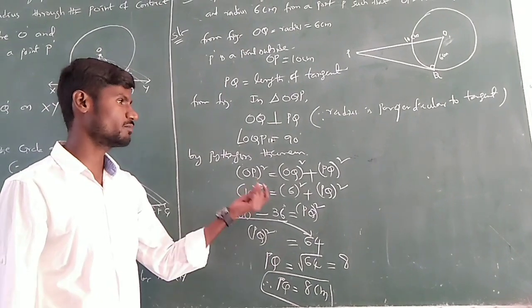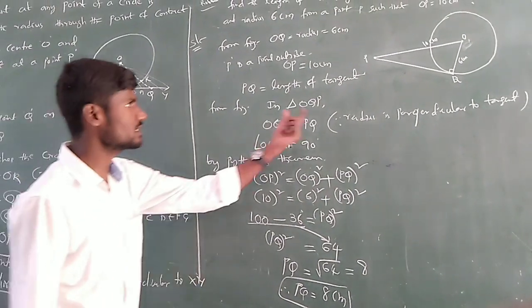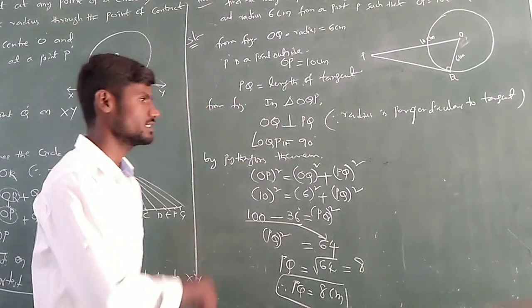Simple problem. Either bits or 1 or 2 marks. They may ask this type of problem based upon this theorem, radius is perpendicular to the tangent. Let us discuss some more problems.